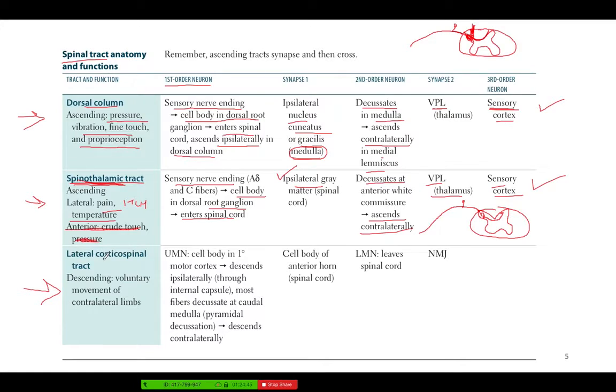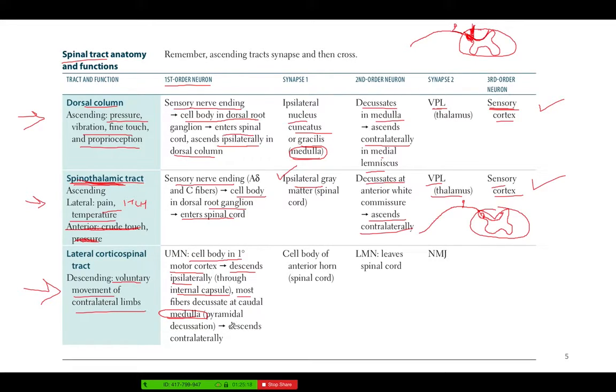Our lateral corticospinal tract is responsible for voluntary movement of our limbs, and this is going to be a descending tract, right? It has to go from the motor cortex down to the muscles, so it's got to be descending. So our first cell body is going to be in the motor cortex. It's going to descend on the same side through the internal capsule, which is just a geographical part of our brain. Most of the fibers at that point will decussate at the medulla. Okay, so for upper motor neuron, it decussates at the medulla, it crosses over at the medulla.